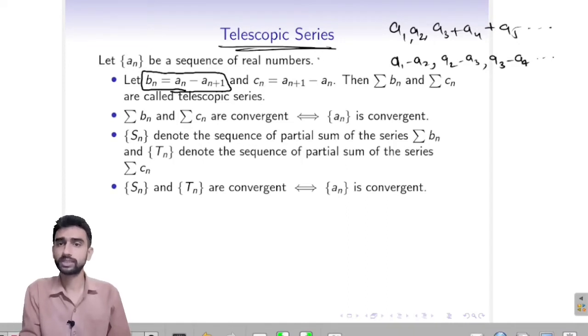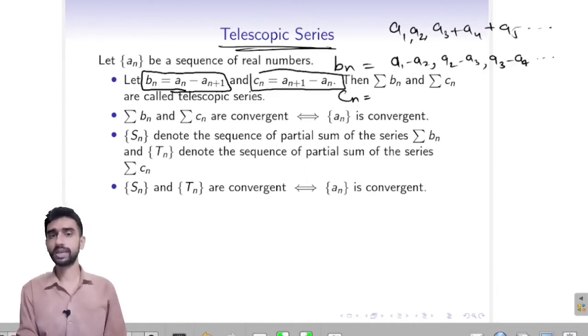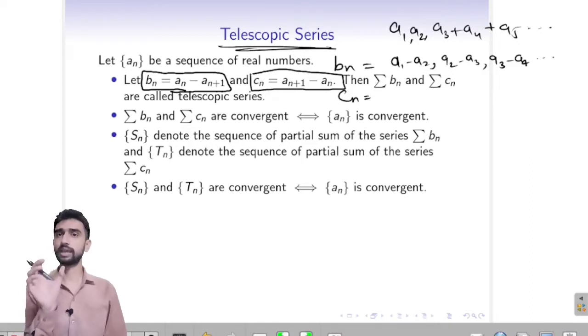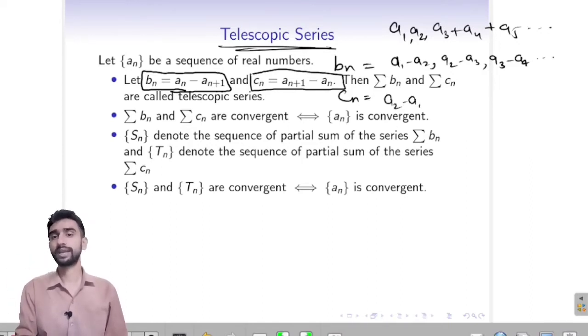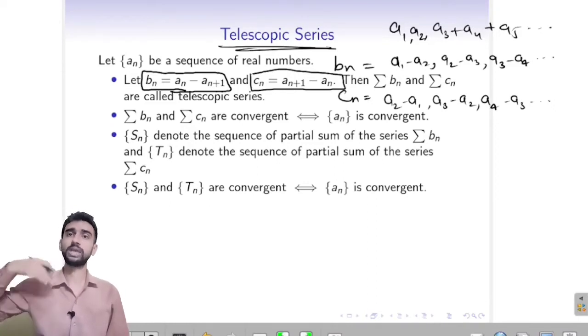Now this is represented by bn, let's say, and then we are representing cn. What is cn? I am subtracting an plus 1 minus an. So the an plus 1th term minus the anth term. What it means is a2 minus a1, a3 minus a2, a4 minus a3, and so on. Now these are two sequences, and if I have a sequence, I can add its terms, which will give me a series.